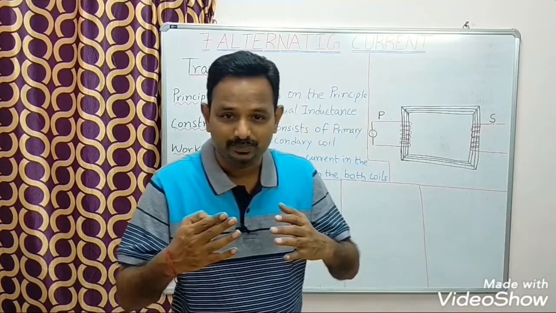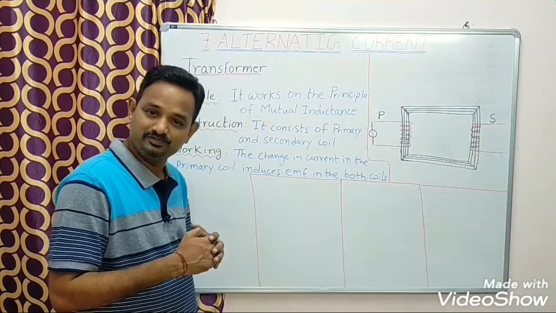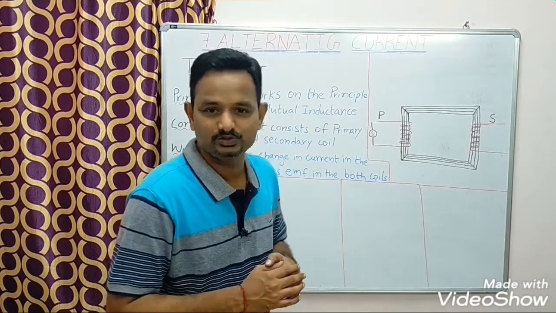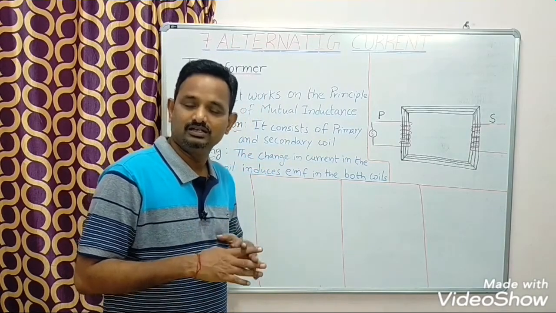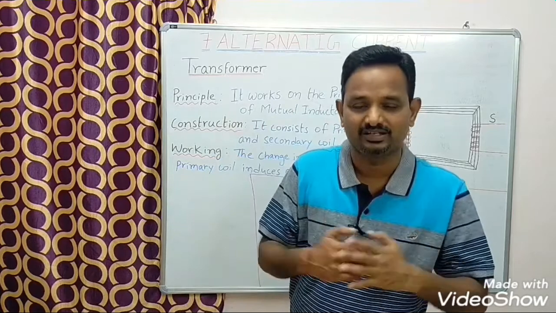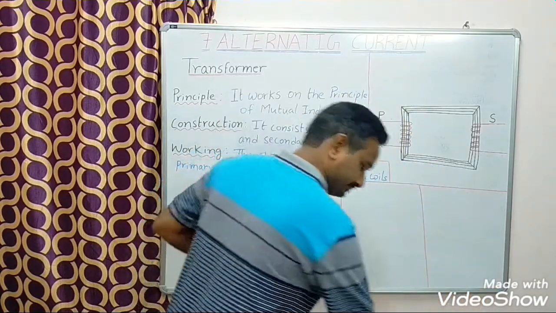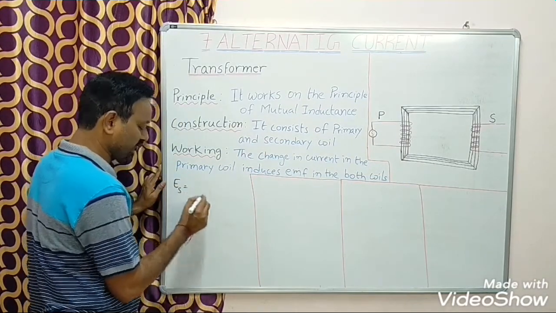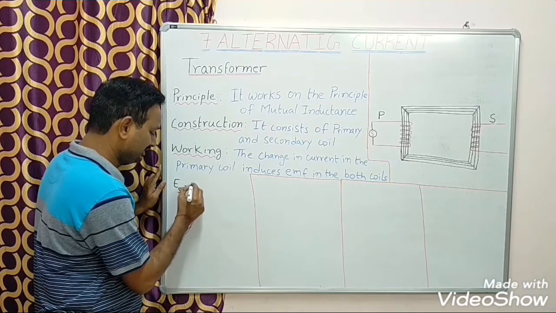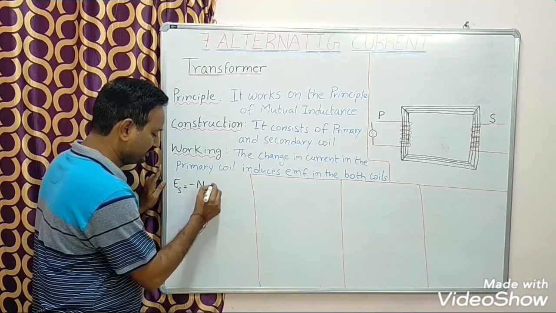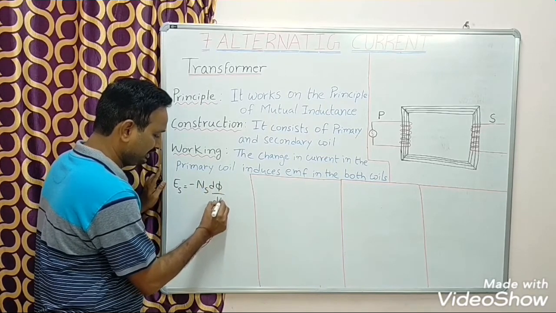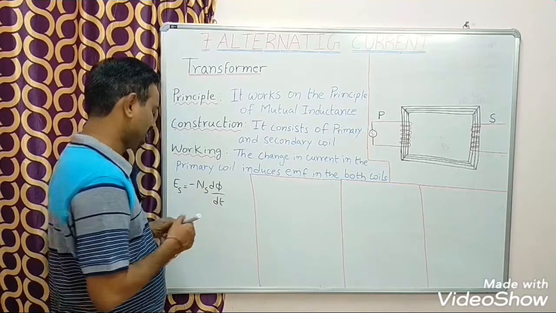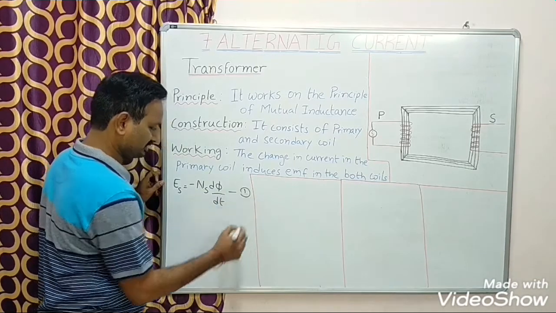Now we will discuss about working of transformer. The change in current in primary coil induces EMF in secondary coil. If you calculate induced EMF in secondary coil, then by using Faraday's law, ES is equal to minus NS into d phi by dt, where phi means magnetic flux linked with secondary coil. So it is equation 1.